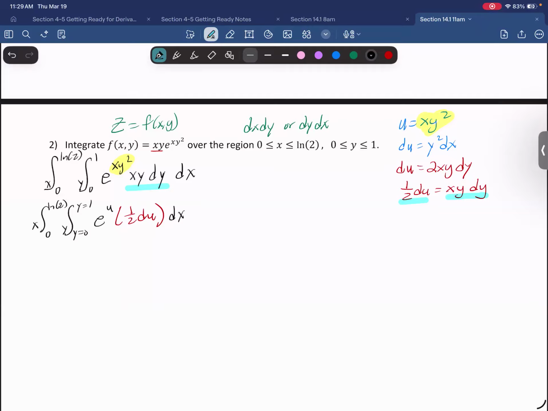The other option we have is we can update the limits of integration. When y equals 0, u equals x times 0 squared, which is 0. And when y equals 1, u equals x times 1 squared, which is x. So our other version of this is doing 0 to x. And I'm still having the 1/2 du. These two things are identical if we follow them through.